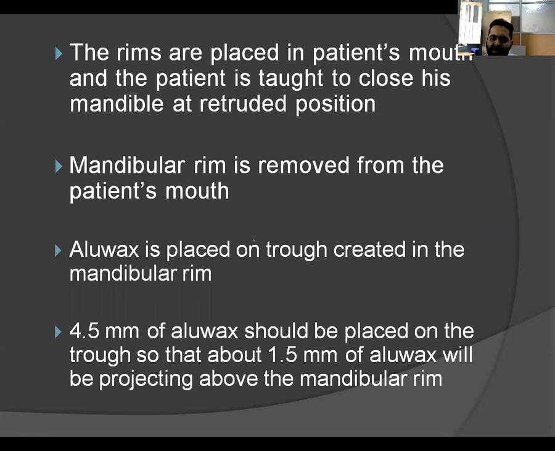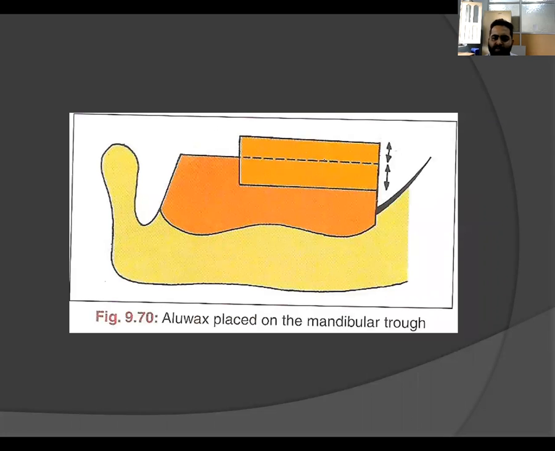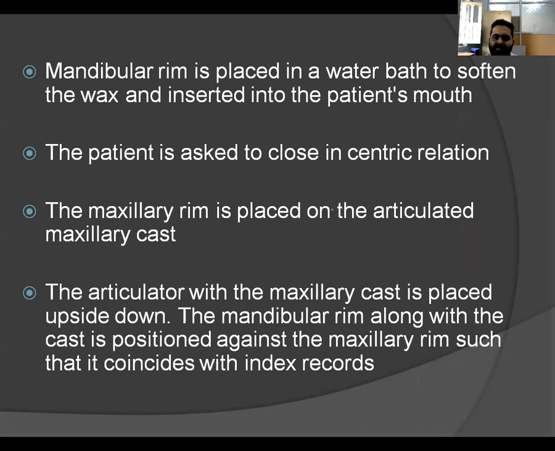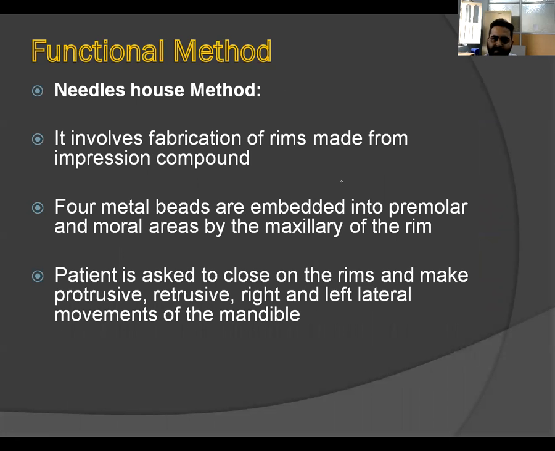Then we guide the mandible into the most posterior position and seal it accordingly. So after the sealing, all the maxillary and mandibular rims will be sealed here again, and the same record will be transferred to the articulator. Okay. Next comes the functional method.